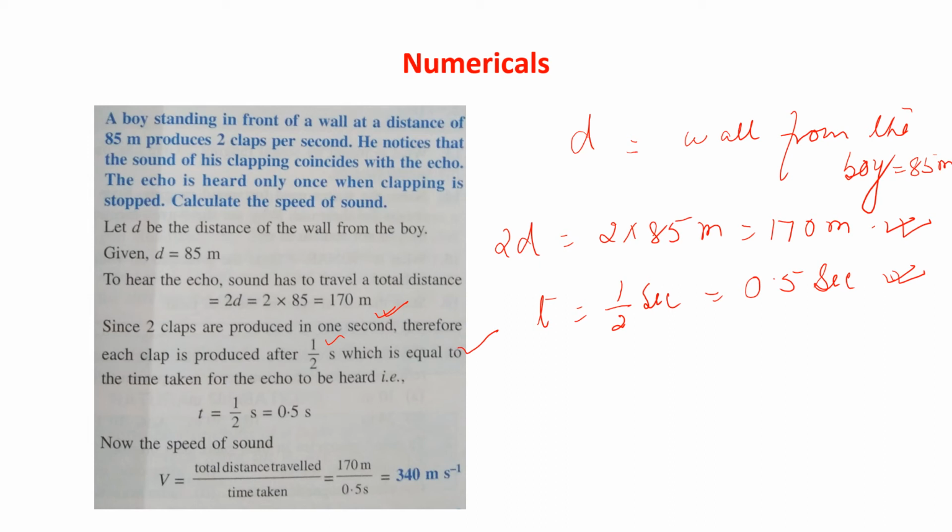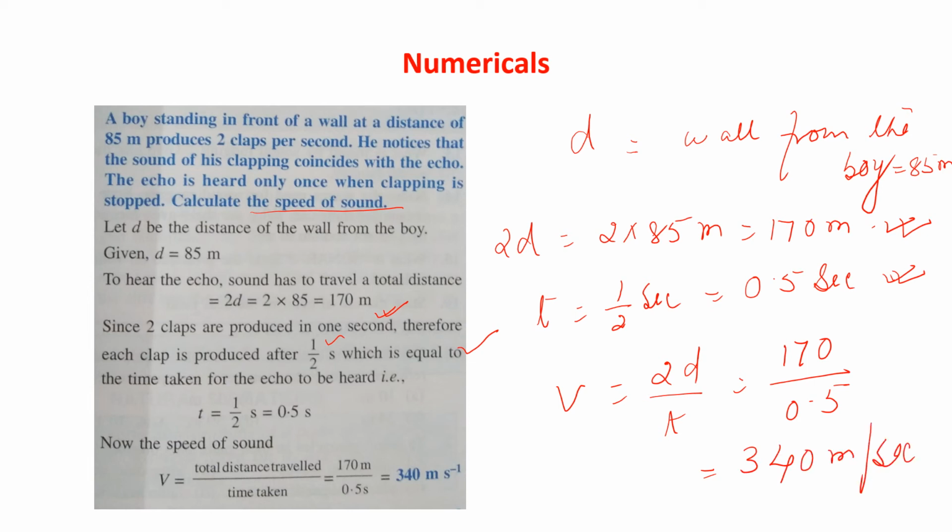So you have to find the speed of the sound, that is the velocity. V is equal to again 2D by T. So 2D is equal to 170, T is equal to 0.5. Now this comes to 340 meter per second. Am I clear?